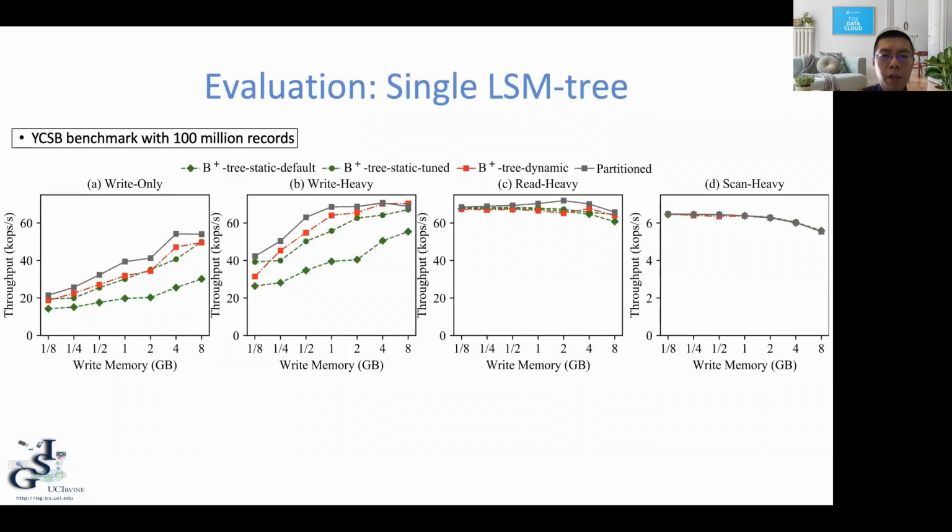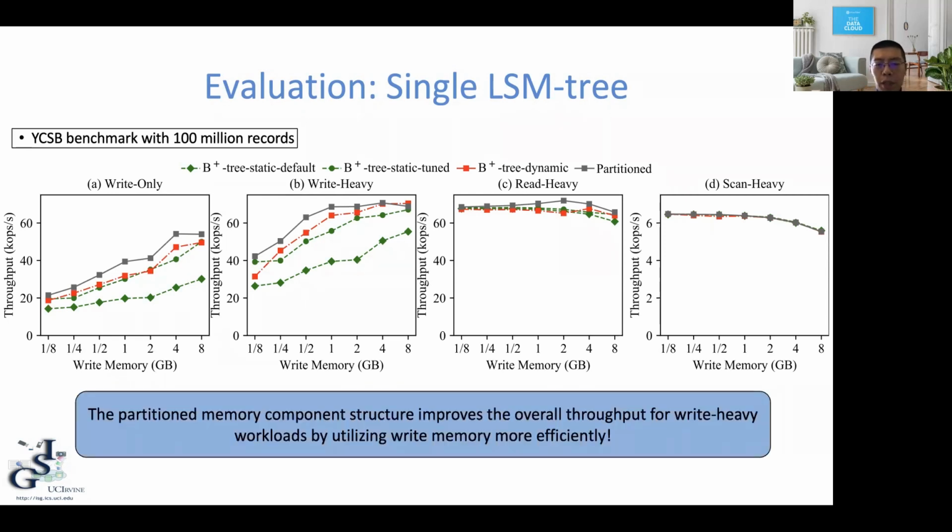Let's first look at the experiments using a single LSM-tree. As you can see, the partitioned memory component structure always improves the overall write throughput for the write-heavy workloads, basically write-only and write-heavy, by utilizing the write memory more efficiently compared with other baselines such as B-tree dynamic and especially B-tree static.